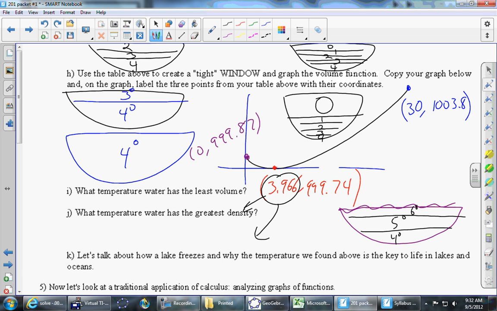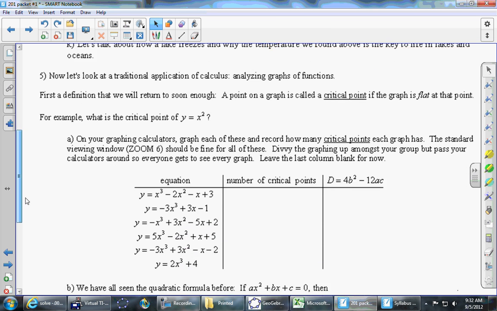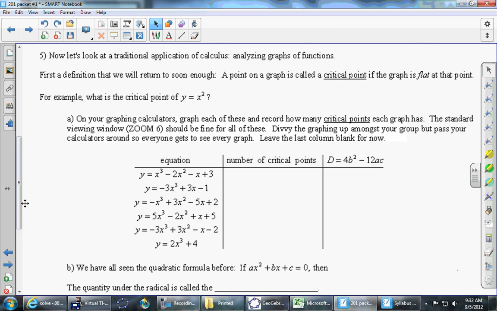Okay, let's go to number 5, and I think we're back around to Toby. Can you read that definition again, please? Okay, so we'll see that phrase a bunch, critical point. Go ahead, Toby.